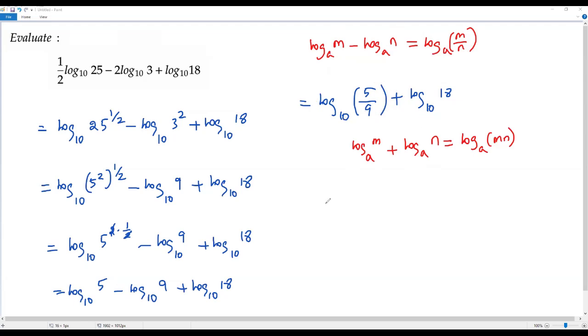That is we have to write the logarithm once with the base of what we have for the two logarithms, and we have to multiply the arguments. So that is 5 over 9 times 18. Now 9 goes into 9 one time, and 9 goes into 18 two times, and here we have log base 10 of 5 times 2, which is 10. Here in this logarithm, the argument is 10 and the base is 10. In a logarithm, if the base and argument are equal, then the value of such a logarithm is 1. So the evaluation of the given logarithmic expression is 1.